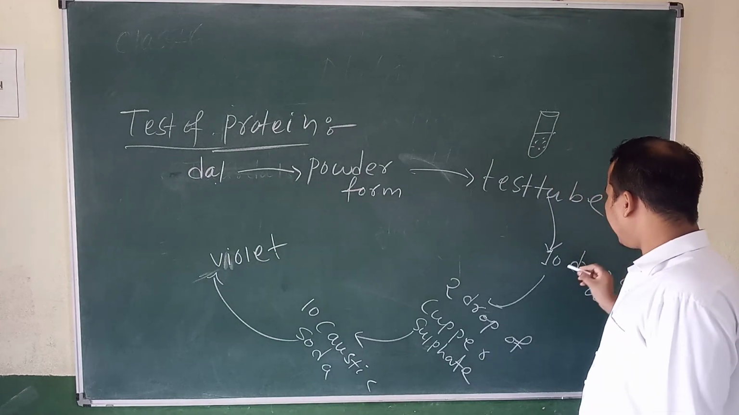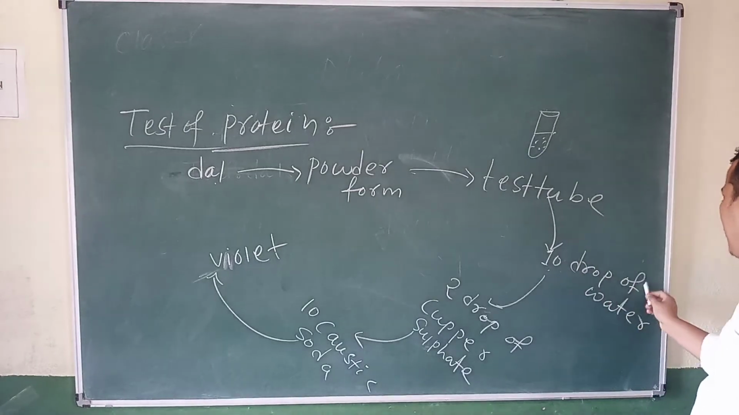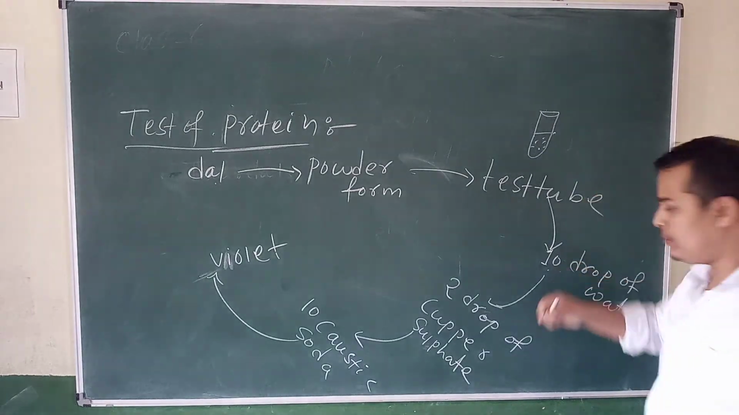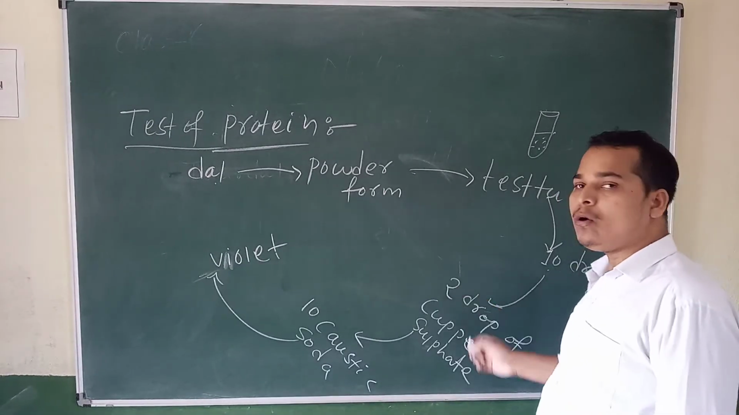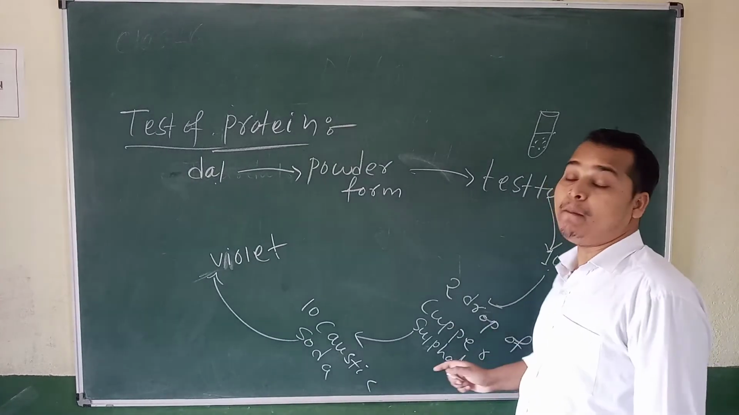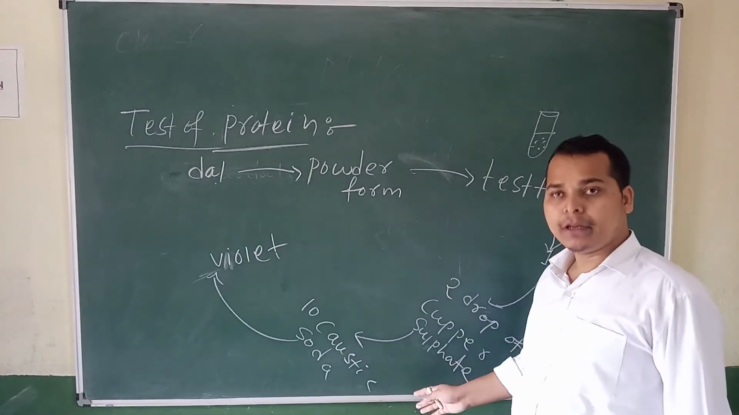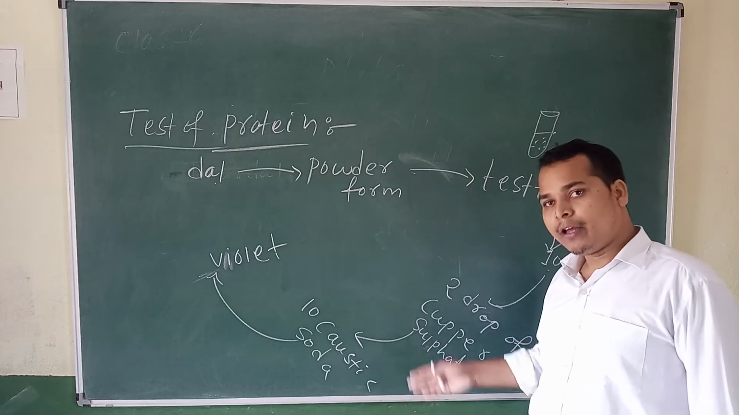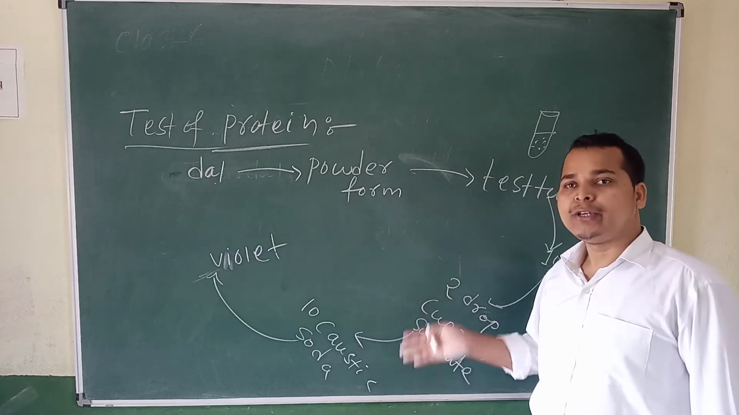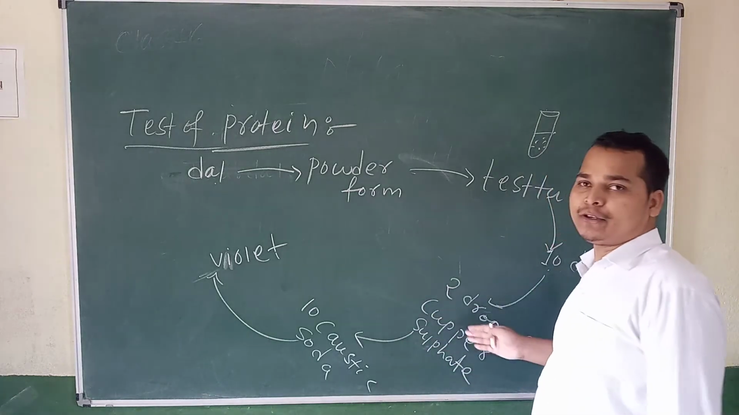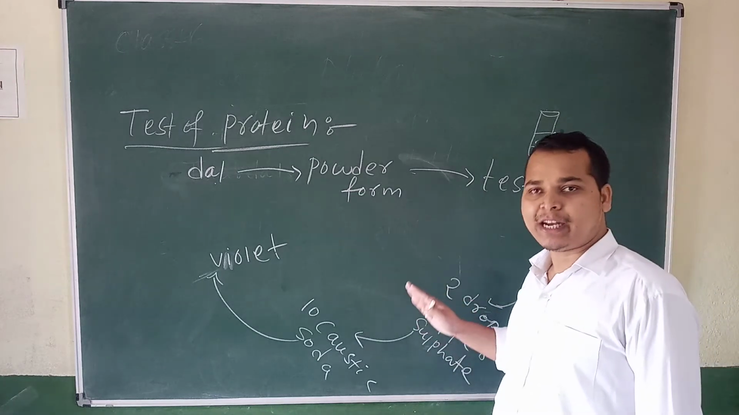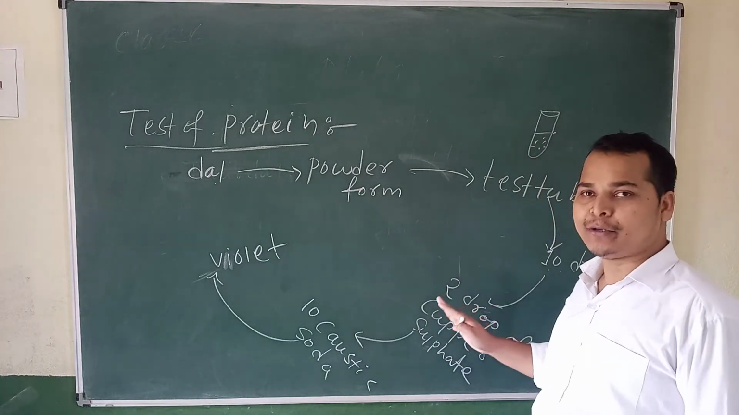Then again add 10 drops of water with the help of a dropper. So again 2 drops of copper sulfate. It is a chemical. It is available in your lab. When you go through the higher classes, you will know more about copper sulfate. According to your class, that much is sufficient for your mind.